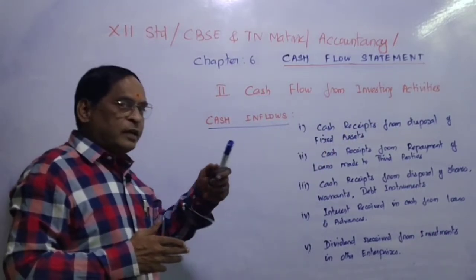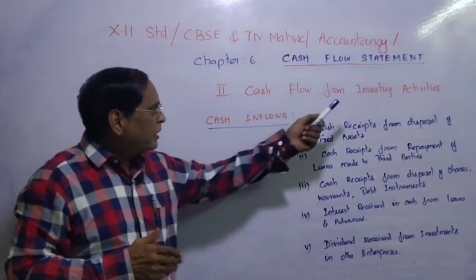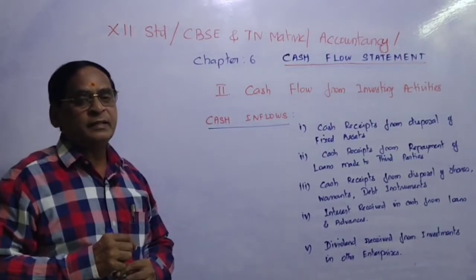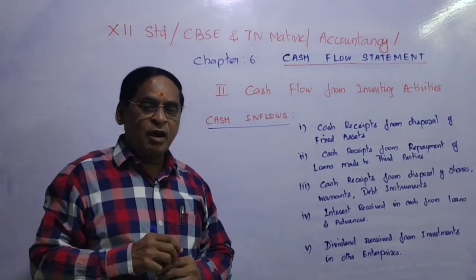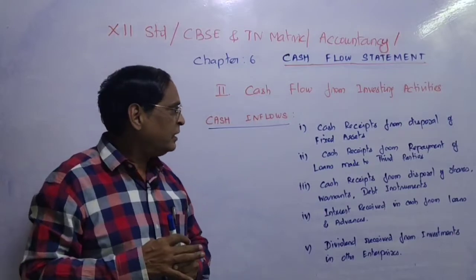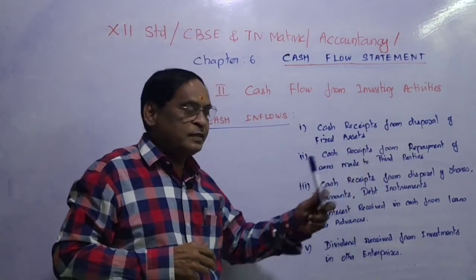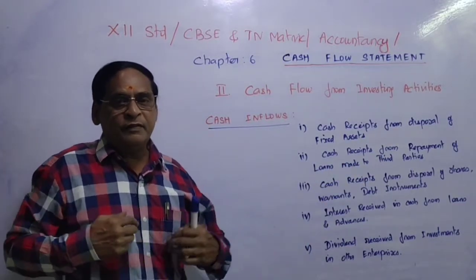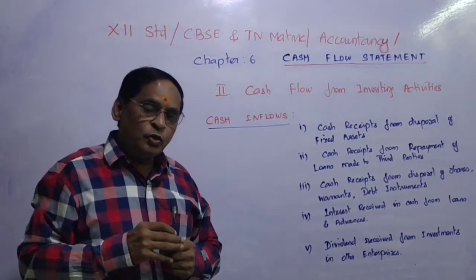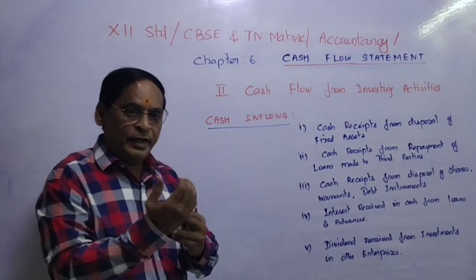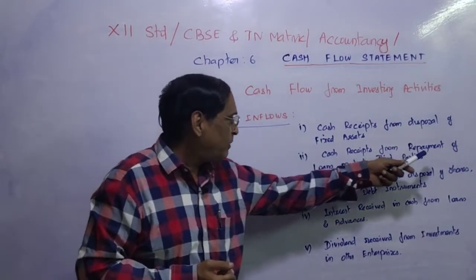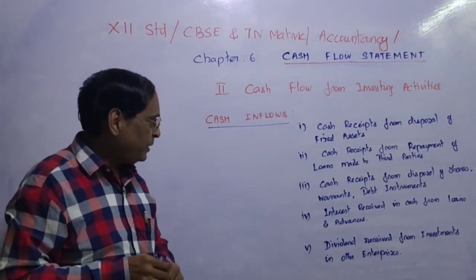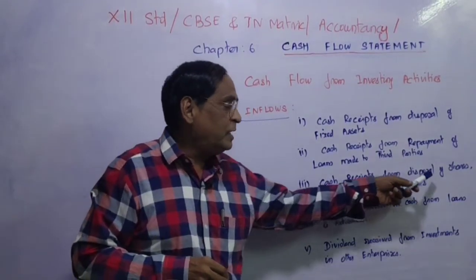How much cash are we getting inside the business under investing activities? For example, if we receive cash from the disposal of assets, if we sell our plant and machinery, fixed asset, car or building, we will receive cash. So cash receipts from the disposal of fixed assets, and then cash receipts from the repayment of loans. For example, we had already given a loan to a third party, so they will repay that amount, and we are receiving it. So cash receipts from the repayment of loans made to third parties. And the third one is cash receipts from the disposal of shares.